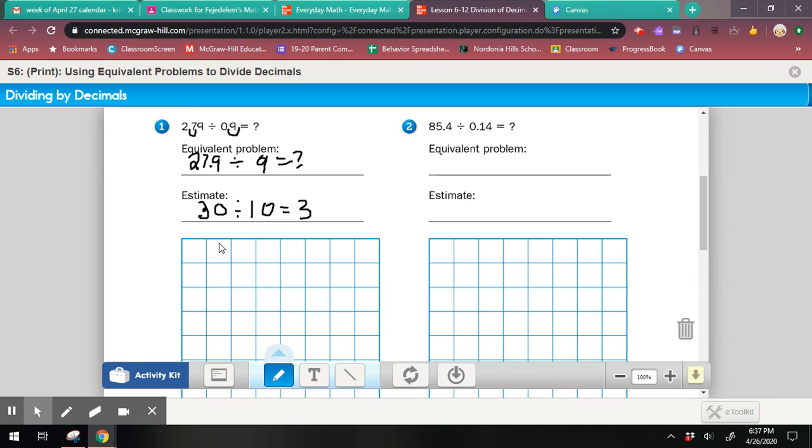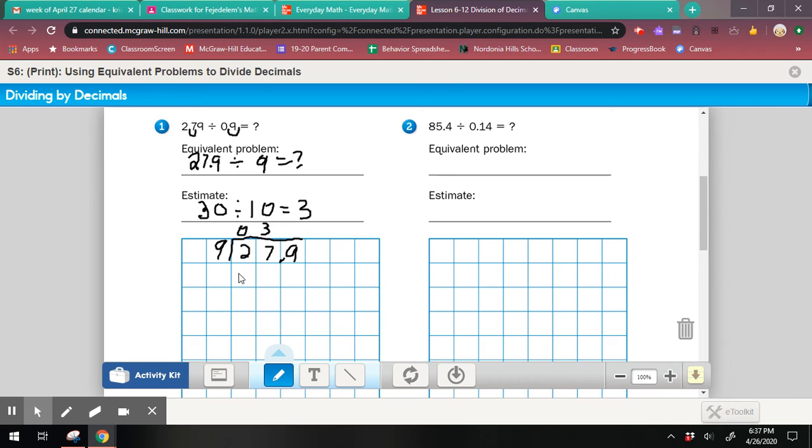So now we go ahead and divide our equivalent problem. Remember, whatever the answer to the equivalent problem is also going to be the answer to our original problem, hence the name equivalent. So set up our problem. Nine can go into 2 how many times? Well, it can't, so I'm going to put a 0 here or an X here to keep it lined up. 9 can go into 27 how many times? It can go into 27 3 times.